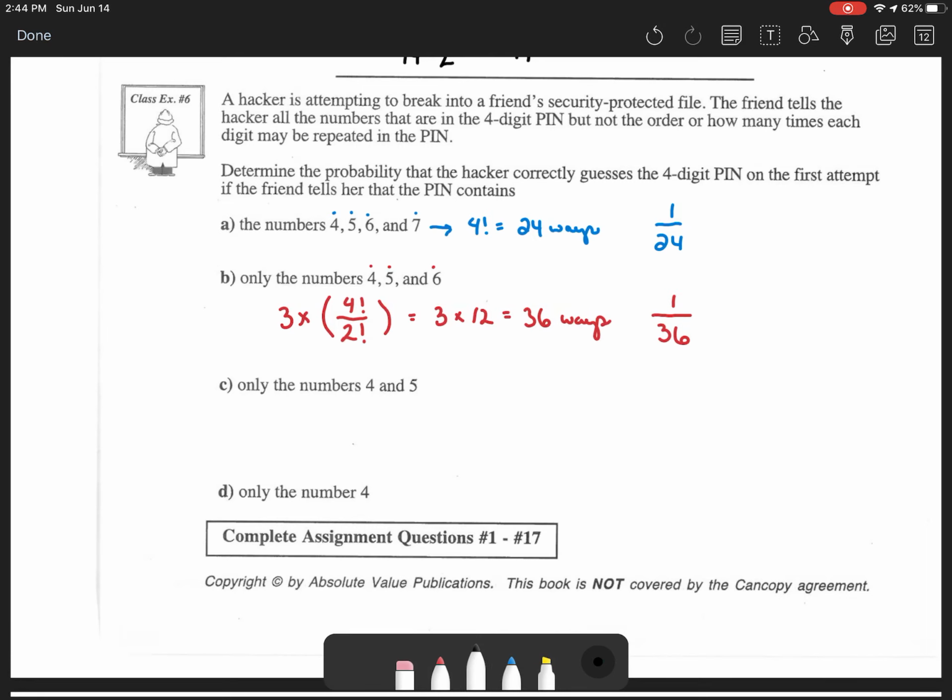Now I'm dealing with only the numbers 4 and 5. So you have to think about what could happen here. If I only have the numbers 4 or 5, what would happen? Well, I could have a 4 and 3 5s, I could have a 5 and 3 4s, or I could have 2 4s and 2 5s, right? Those are the potential ways I could have the numbers set up in that code.